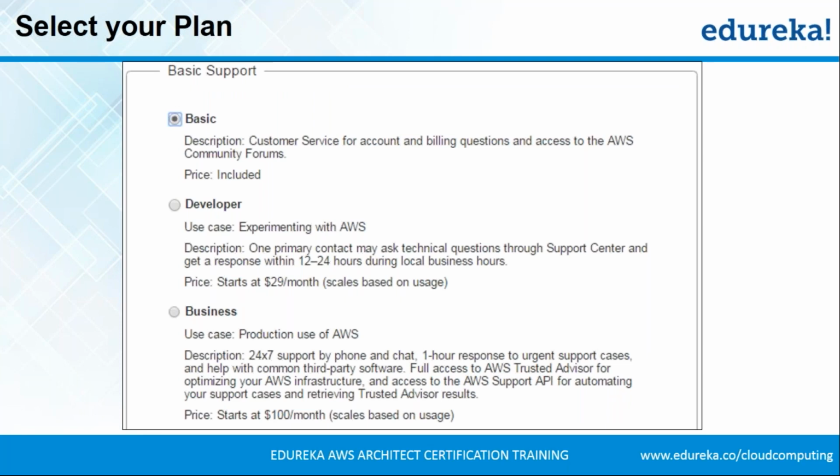So the business plan is basically used when you're using AWS for your prod environment, when you have your business website hosted on AWS, or maybe you have an application which is deployed on AWS. So when you have all of this, you would obviously be needing the support from AWS. If you run into any problems, you want them immediately solved, right? So you'll have access to 24/7 support from AWS, but only under the business plan.